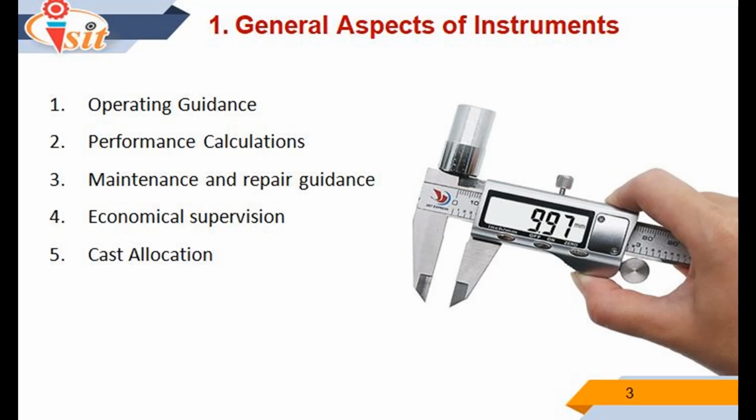Third important aspect is maintenance and repair. The instrument provides the information related to maintenance and repair. Fourth important aspect of instruments is economical supervision. For economical supervision, meaning for proper operations, we require different types of instruments.